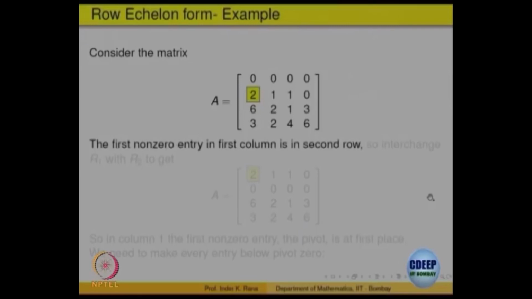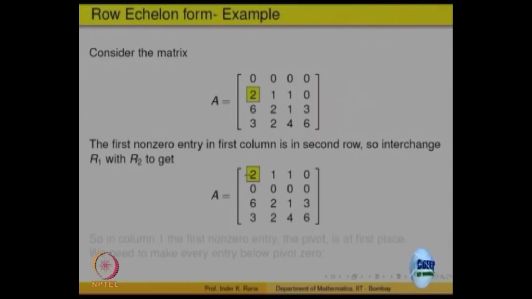So, let us do that. Once you interchange the second row with the first row, the 2 goes up. So, 2 1 0 becomes the first row, and 0 0 0 comes at the bottom. So, the first entry in the first row has become non-zero. So, the first row is a non-zero row. Okay. Now, once again, in that column everything else should be made 0. So, this is the pivot. Below the pivot everything else should be made 0.